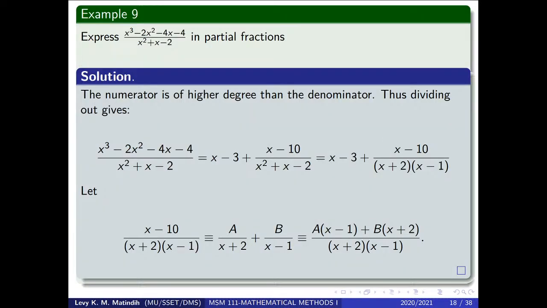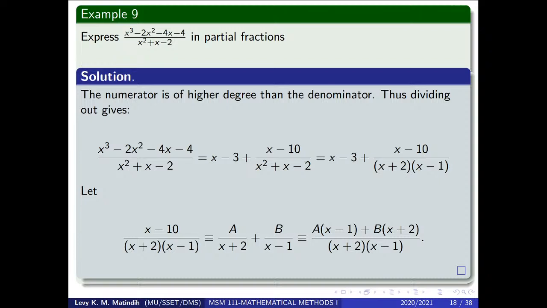So now, if you look at example number 9, it's the same scenario. The only difference between example number 9 and the examples that you have been doing is this. In example number 9, the degree of the numerator is higher than the degree of the denominator. So in this case, because the degree of the numerator is higher than the degree of the denominator, we can't convert this into partial fractions.